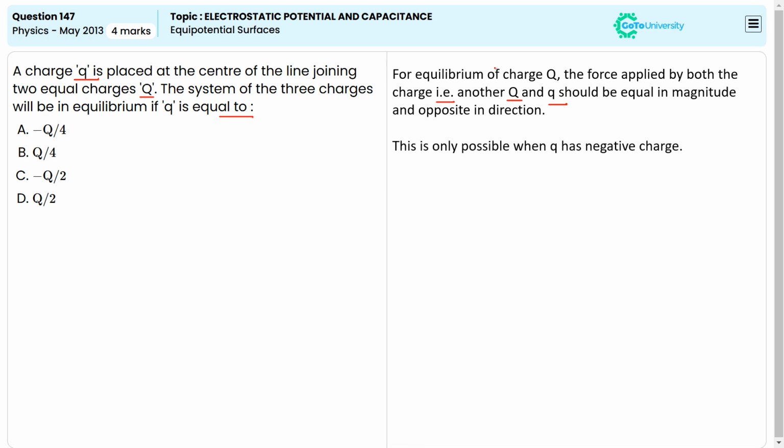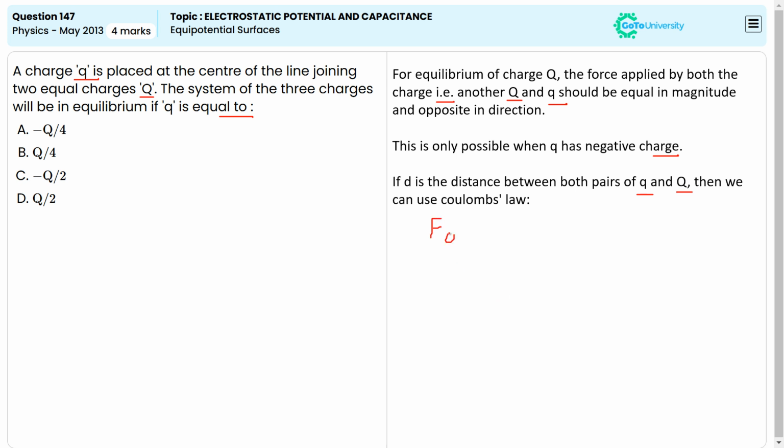This is only possible when the other Q has a negative charge. Opposite means the other Q has the negative charge. Then if D is the distance between each pair of q and Q, we can use Coulomb's law here. What is Coulomb's law here? The force F of Q on q is equal to minus the force F of Q on q from the other side.